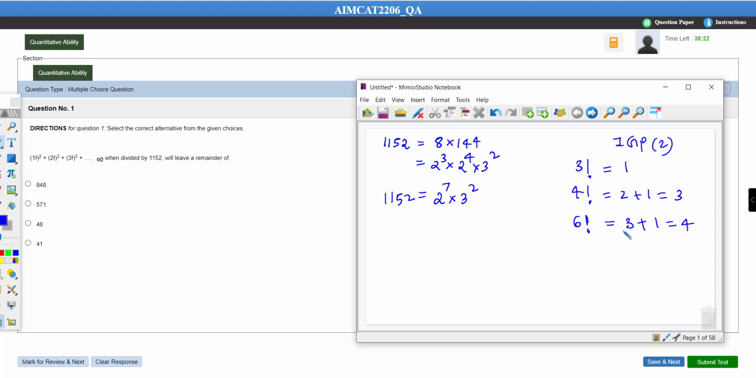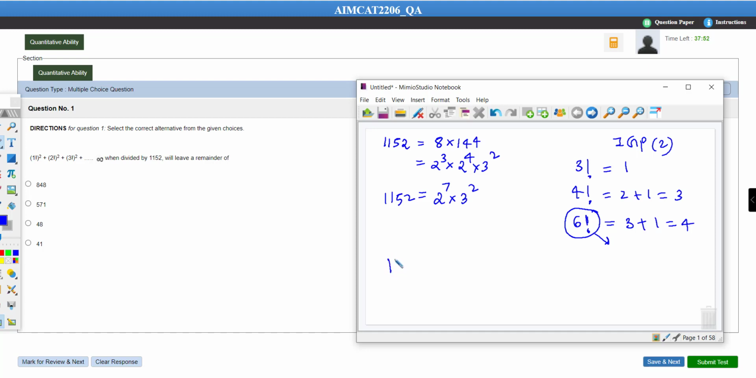So 6 factorial square is the first factorial square which is completely divisible by 1152, and after that every factorial square will give us remainder 0. So whatever the remainder is, it will come from the first 5 factorial squares.